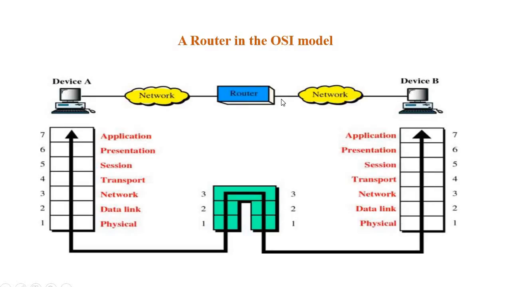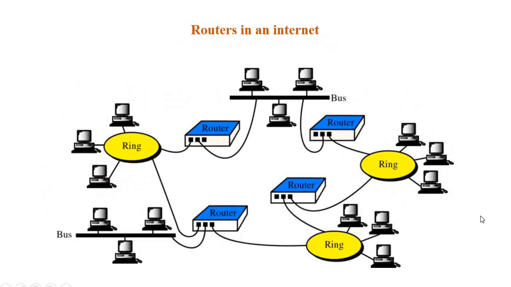So that is a diagram for routers. So device A and device B. Device A and device B are connected by the router through the networks. It only works on the first three layers of the OSI model. The first layer is the physical layer, second layer is the data link layer, third layer is the network layer.